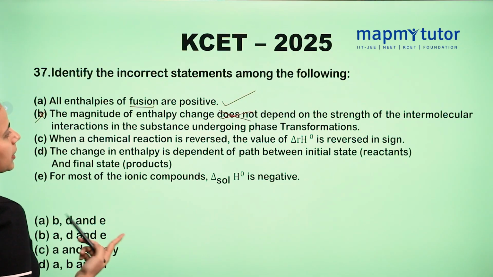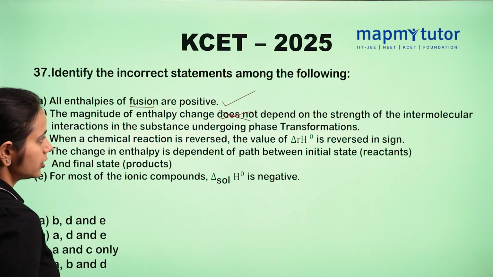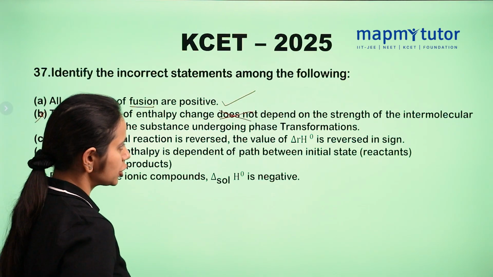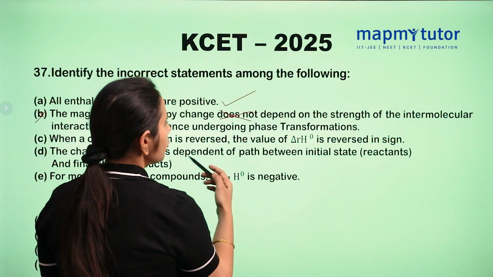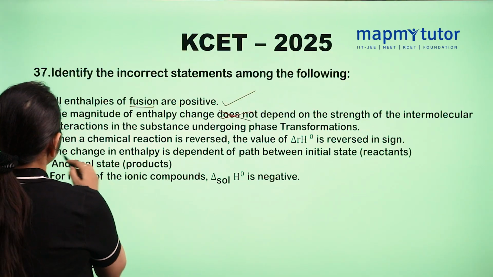C: when a chemical reaction is reversed, the value of delta rH naught is reversed in sign. This is also right. Yes, if we reverse the reaction, the sign will also get reversed.